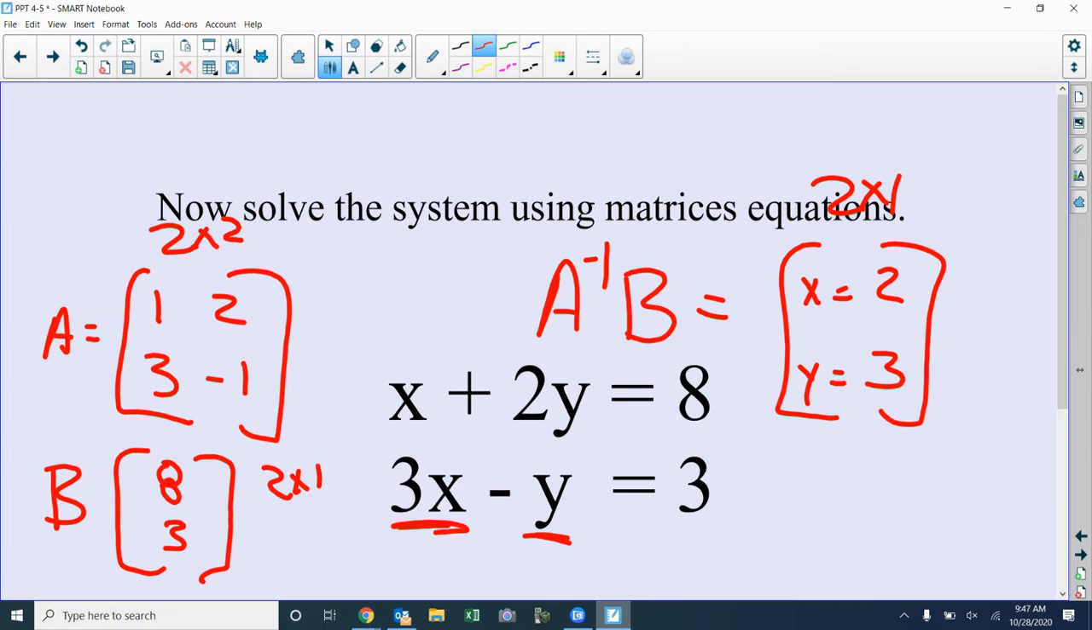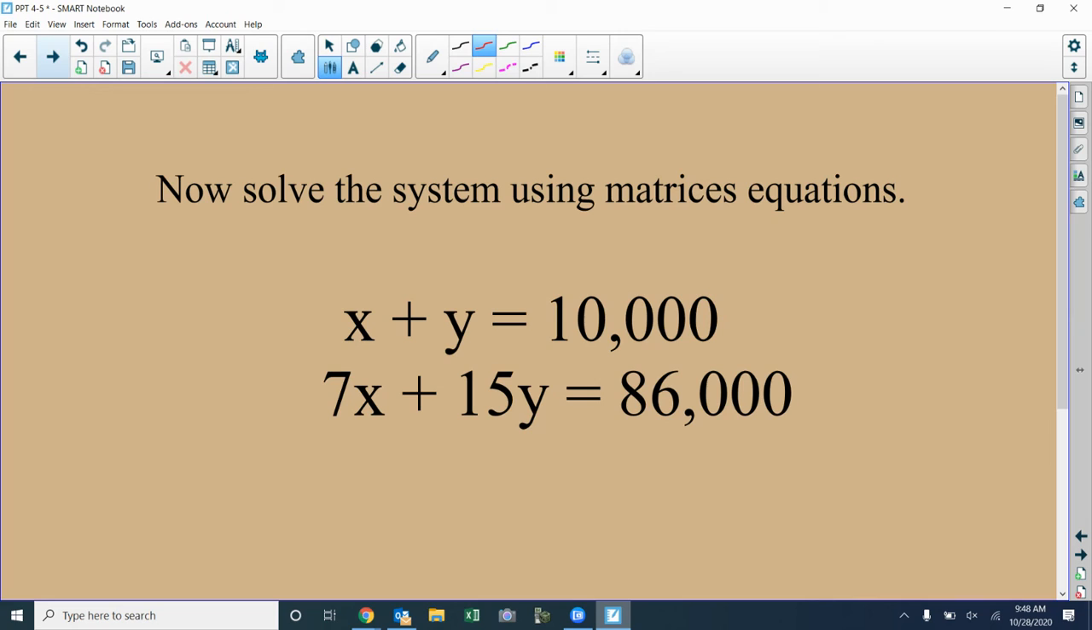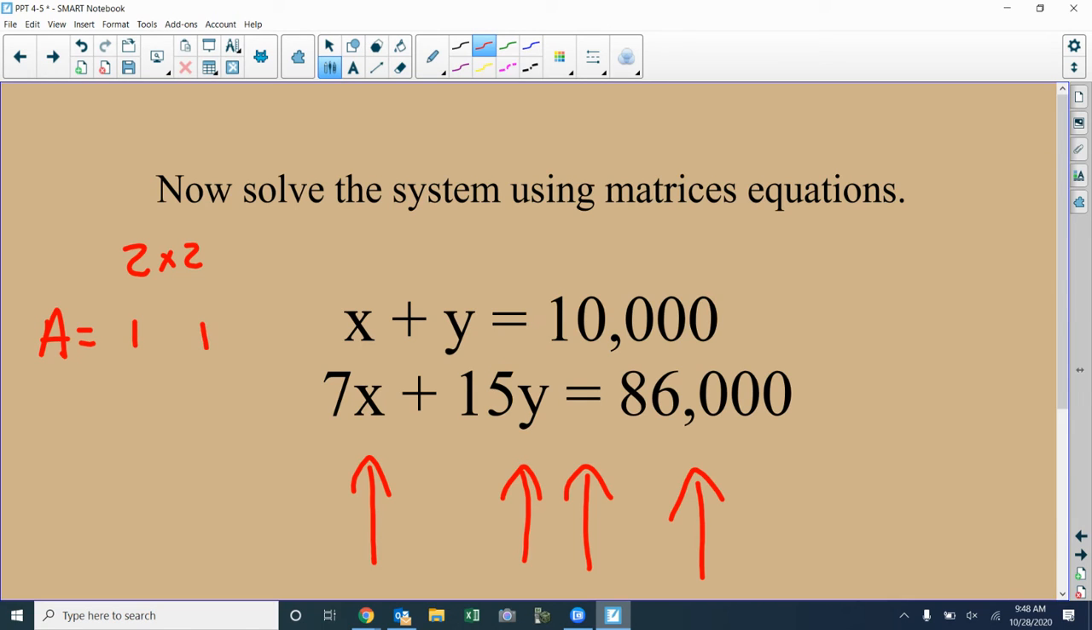All right, it's really handy when we've got some nasty big numbers. Try one more. So your A, 2 by 2. Make sure you've got your X's lined up, your Y's lined up, and your equals in there. If you don't, you're gonna get messed up with your matrix. We're gonna have 1, 1, 7, 15.